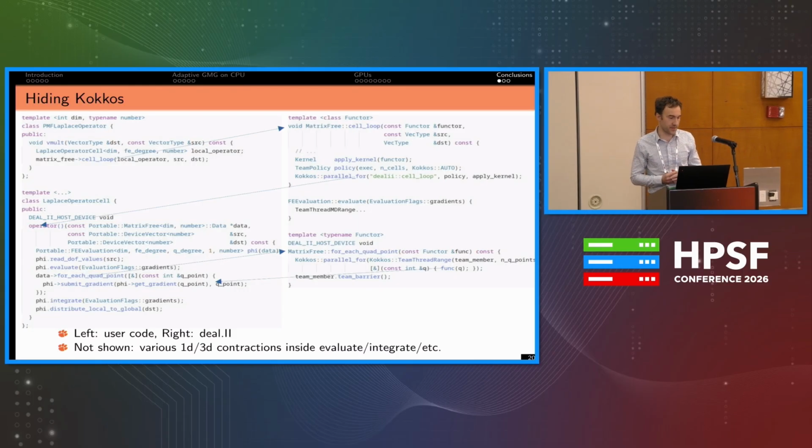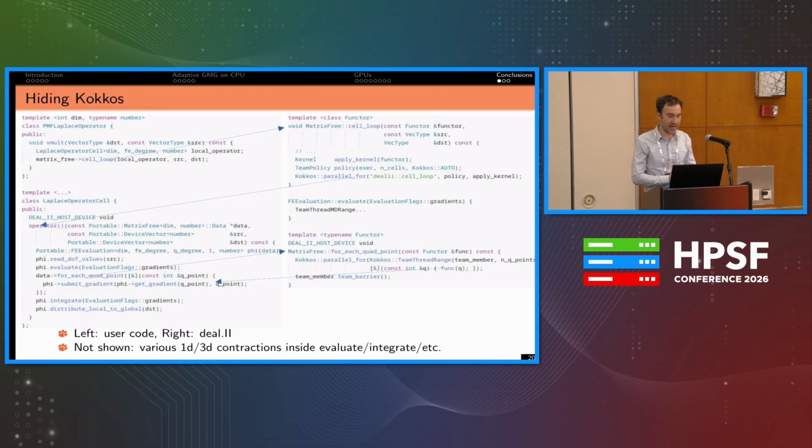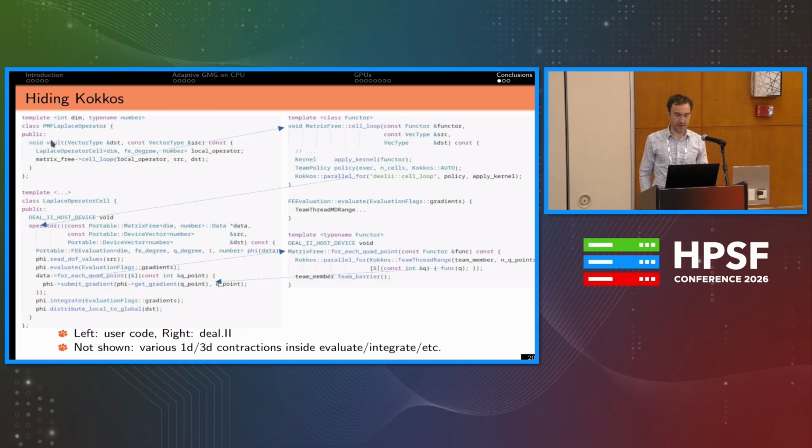And so the way it works is, at the very top left, this is the portable matrix-free Laplace operator. And this is somewhat pseudocode here. I deleted a lot of stuff to fit it on a slide. But basically what the user says, if I want to do a matrix-vector product, I'm calling, and I say, I would like to do a cell loop, right? And I'm giving you the local operator on the cell, what to do.